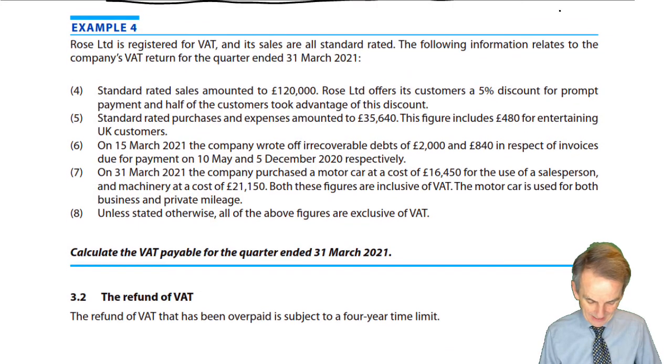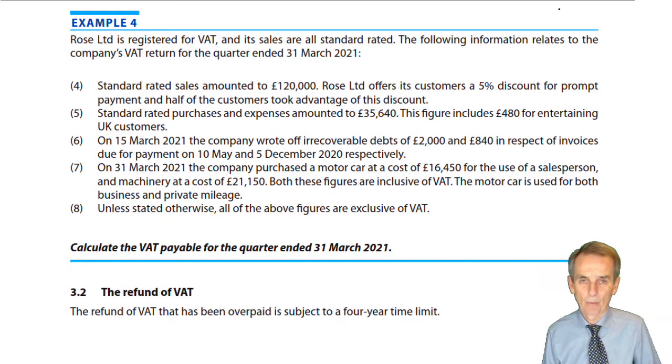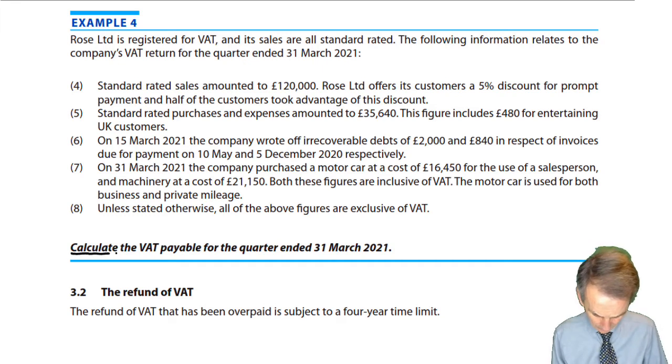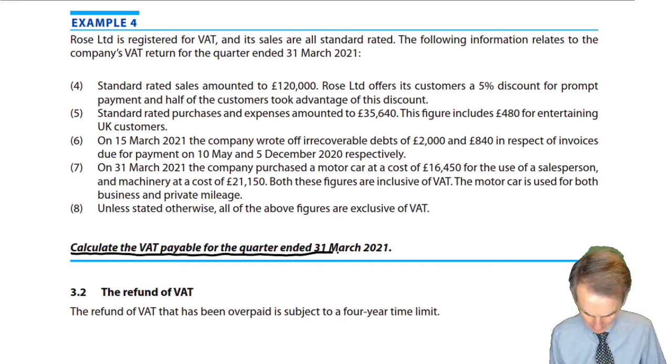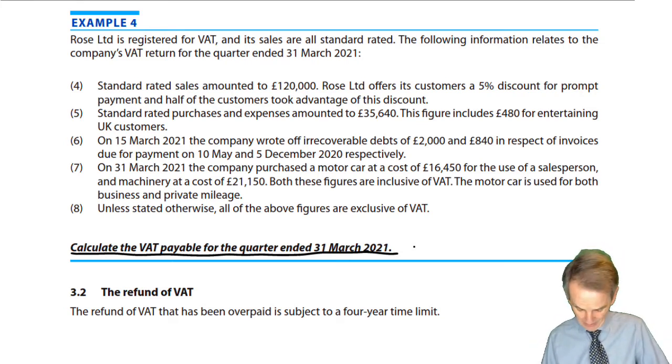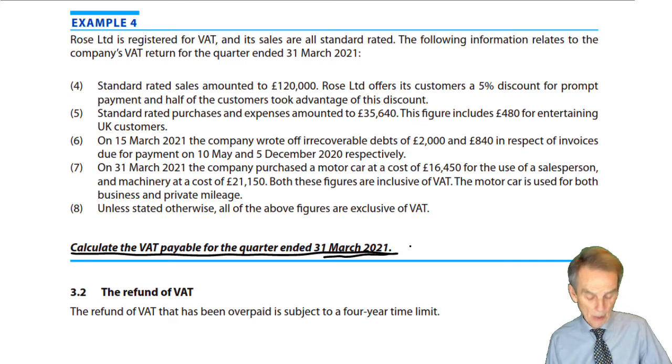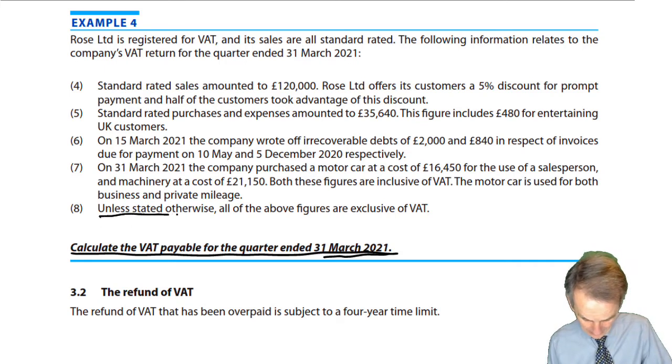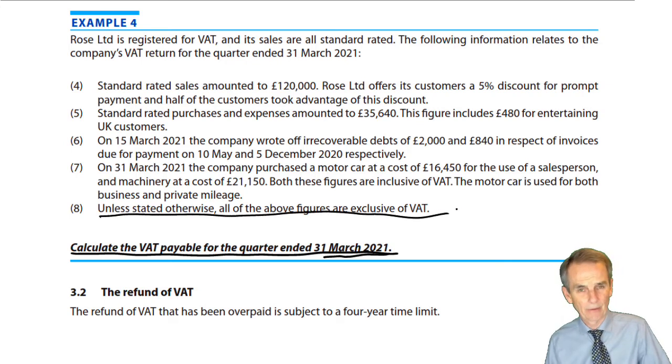So with that in mind, the type of problem that we get in relation to a VAT return period is to calculate the VAT payable for a particular VAT return period. These are normally quarter ends. This one, the quarter ended the 31st of March 2021 there. Also note this bottom point, unless stated otherwise, all of the above figures are exclusive of VAT.